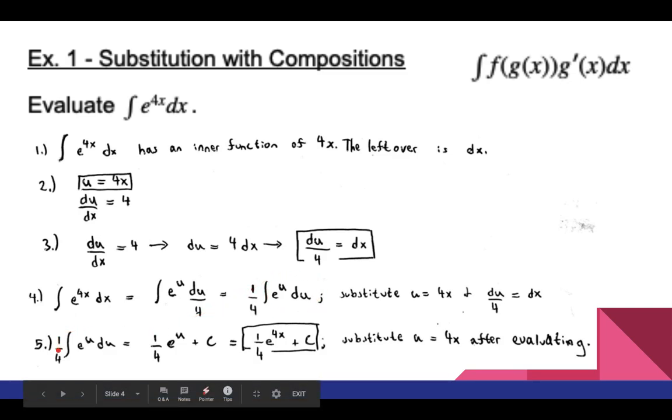The antiderivative of e to the u is just e to the u plus c. So as a result, we get that 1/4 e to the u plus c is going to be our general antiderivative. And so now we can replace u with 4x to get our general antiderivative. So this is U substitution in practice.